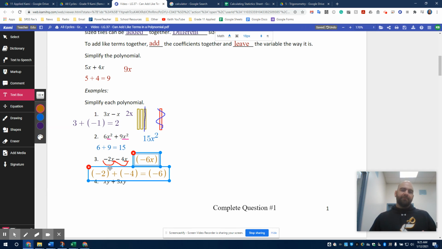We have a negative 2 in front here. We have a negative 4 behind. We put them together and we have a total of negative 6. And x being our variable stays as our variable.